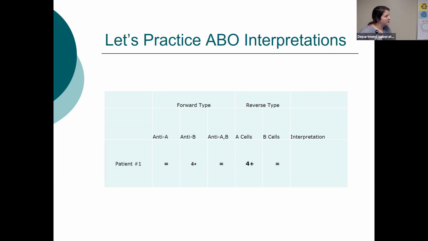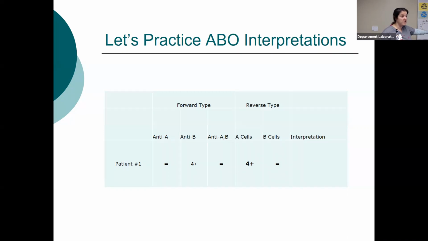And then we have a negative reaction with anti-A, 4+ reaction with anti-B, a negative reaction with anti-A,B. What's our front type? B. And then your reverse type, 4+ reaction with A1 cells, negative reaction with your B cells. That's your B type, all right? So in all of these examples, your forward reactions match your reverse reactions.